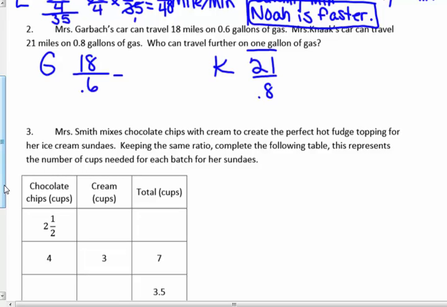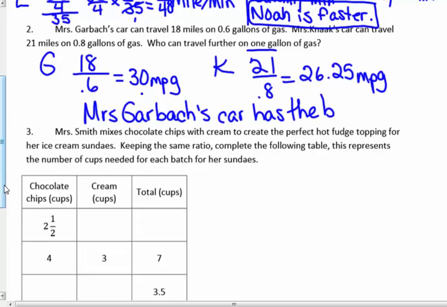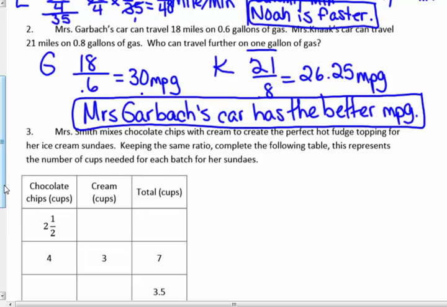Mrs. Garbach gets 30 miles per gallon, MPG, and Mrs. Knack gets 26 and 25/100ths miles per gallon. So who goes farther? 30 miles or 26 miles? Well, obviously Mrs. Garbach's car. Mrs. Garbach's car has the better miles per gallon, MPG. With the cost of gas, you want to have a better MPG these days.